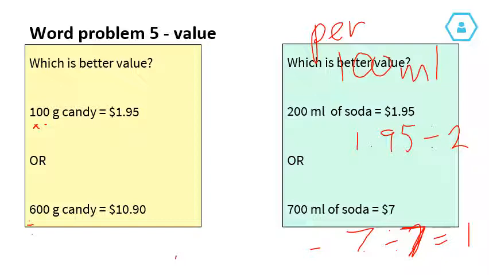195 divided by 2 is 0.97, and it's actually 0.975. So I can just round that to 0.98 because there are only 2 decimal places with currency. So 0.98. So this one here is 2 cents cheaper. So if you really want to save your money on your soda, then this one here is a better deal.